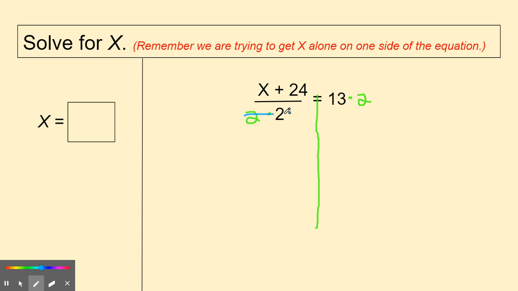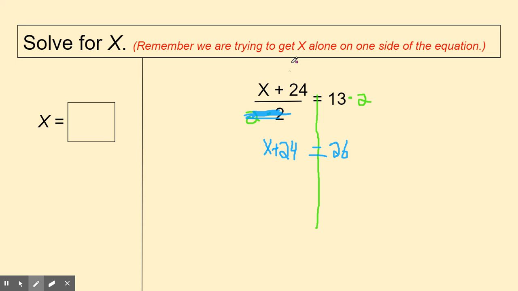And now these will cancel each other out. And then we're left with x plus 24 equals 13 times 2. X plus 24 equals 26. Are we done with our equation?